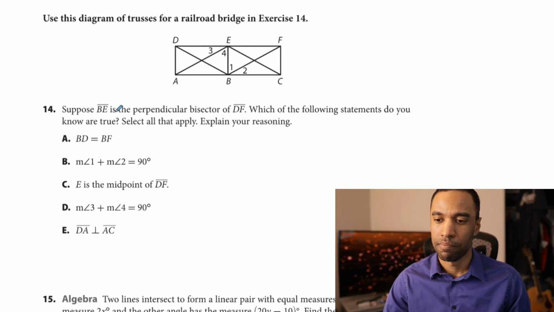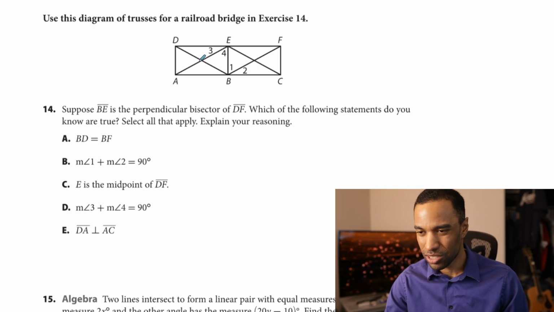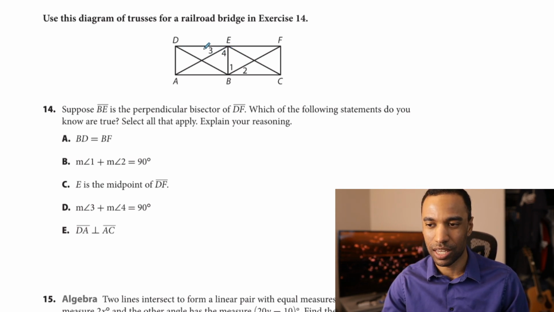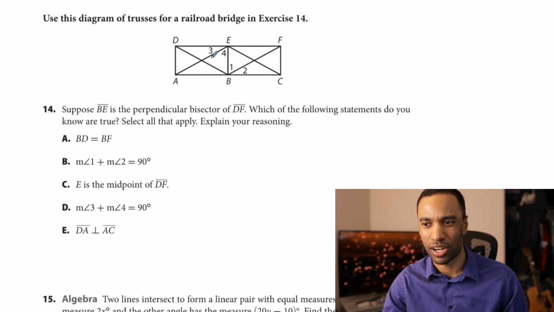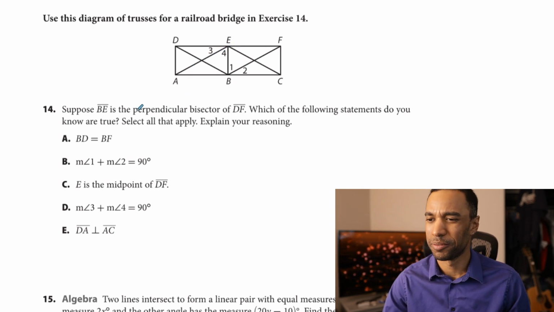Suppose BE is the perpendicular. Guys, this looks like one of those optical illusions to me. It looks like it gets fatter. It looks like the lines are kind of curved. Do you see what I'm saying?